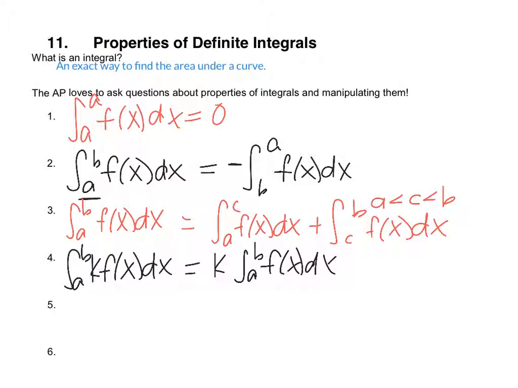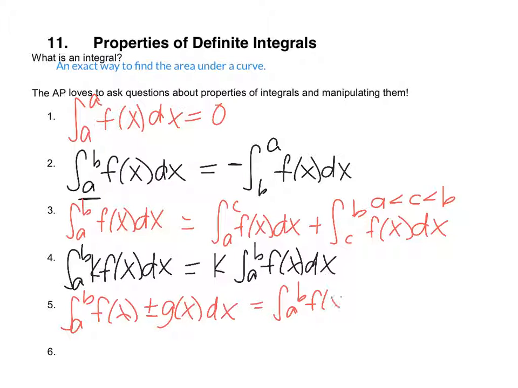The fifth one is that integrals hold over addition and subtraction. So the integral from a to b of f of x plus or minus g of x dx is equal to the integral from a to b of f of x dx, plus or minus, whichever one you're doing, the integral from a to b of g of x dx. So it holds over addition and subtraction. You can break them up and integrate each thing in your polynomial, for example, separately, which is really helpful.